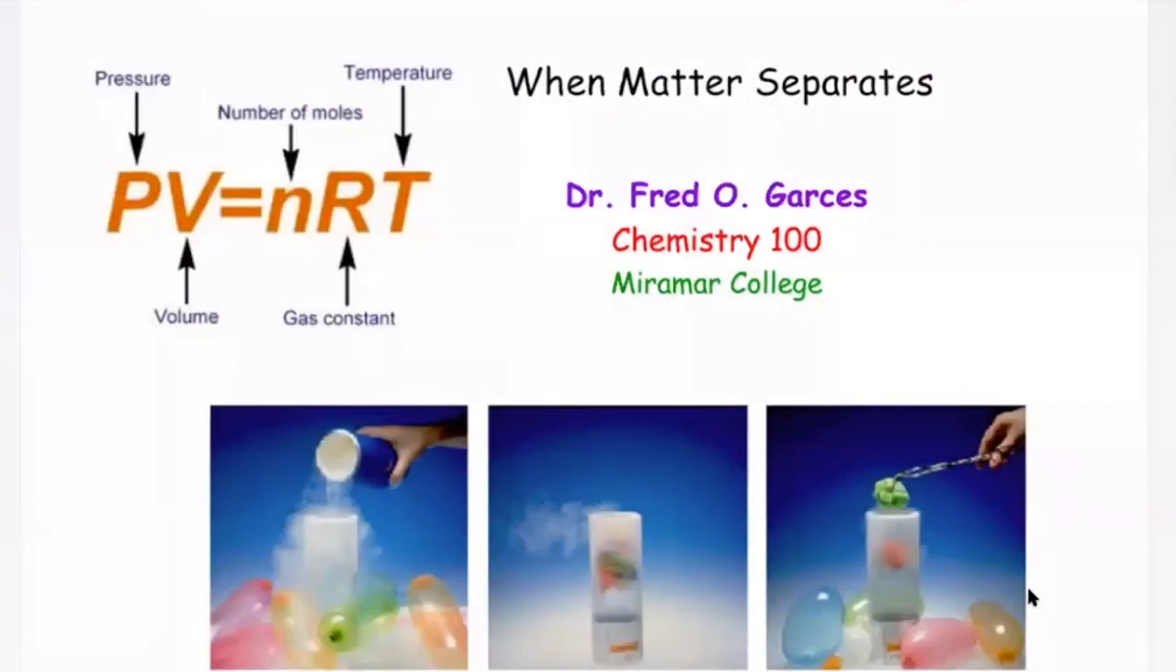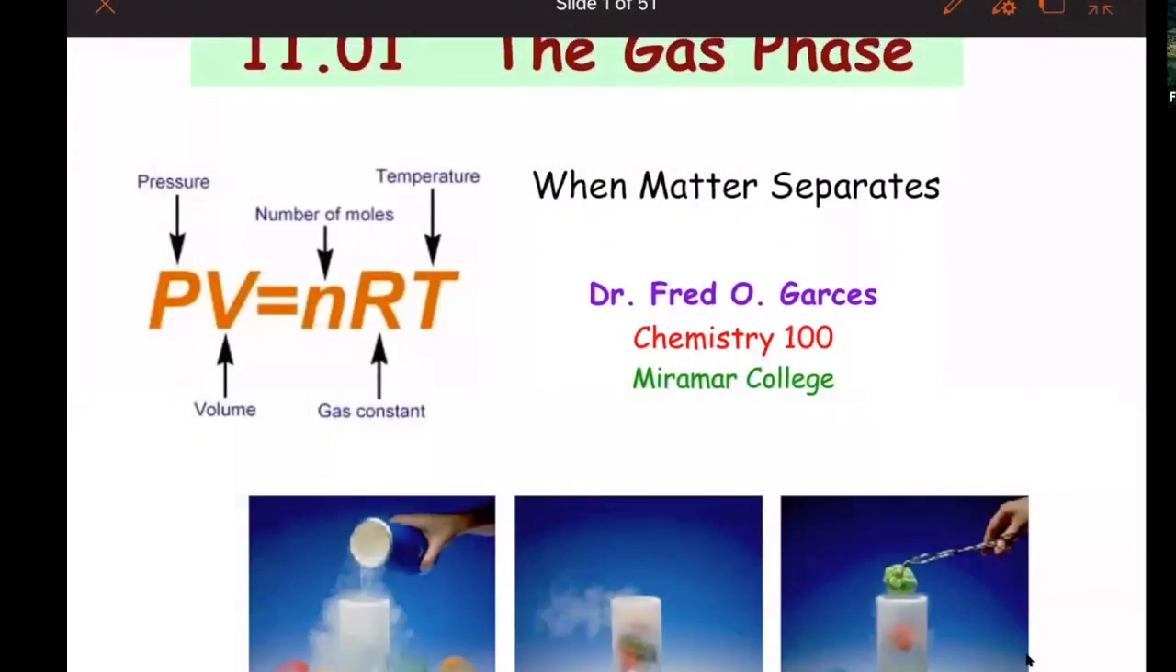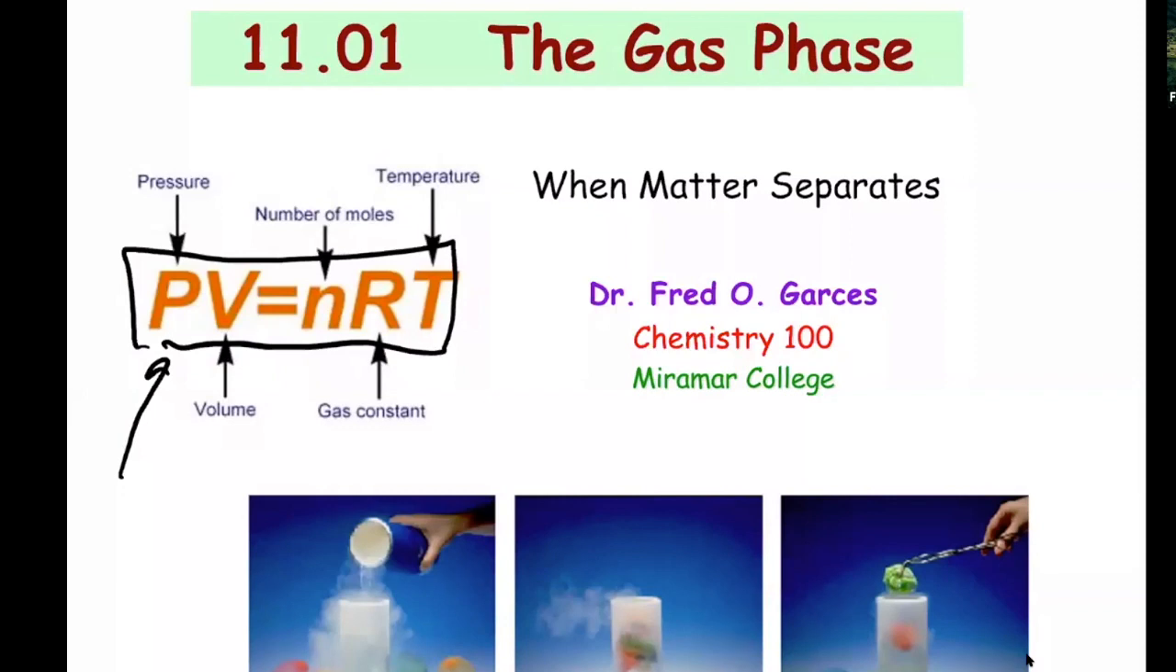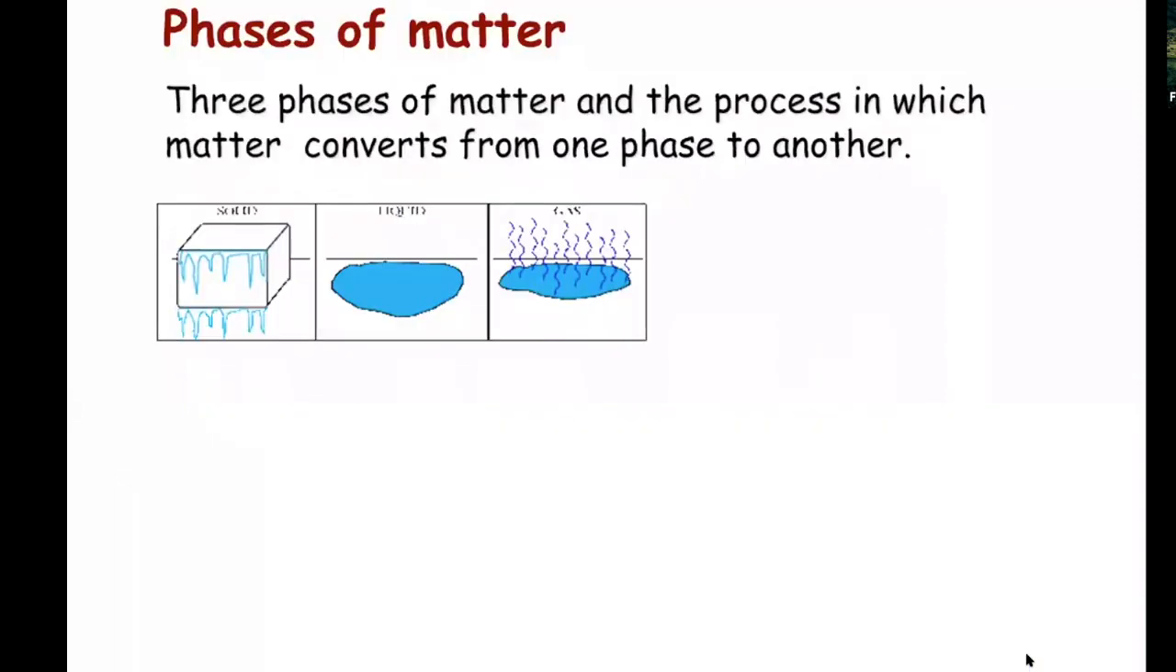So for gas laws, here we have PV equals nRT. This is an important equation because it pretty much covers the equations that we are going to be studying in this particular class. So let's go back to the phases of matter. This is where we're going to be concentrating: the gas phase.